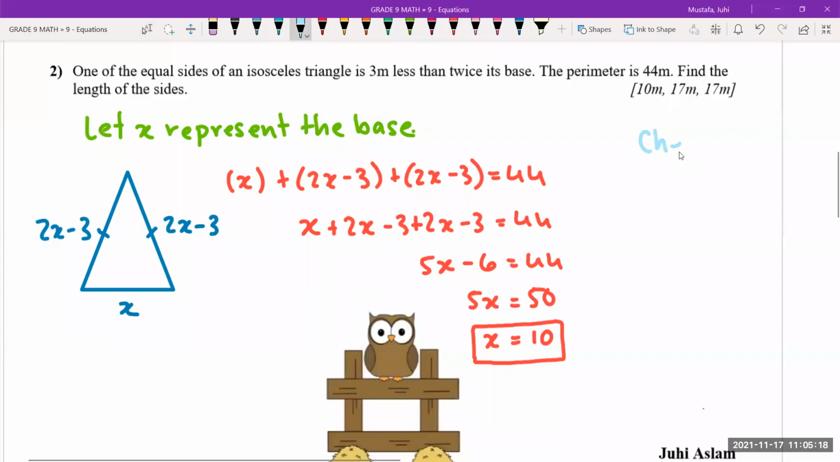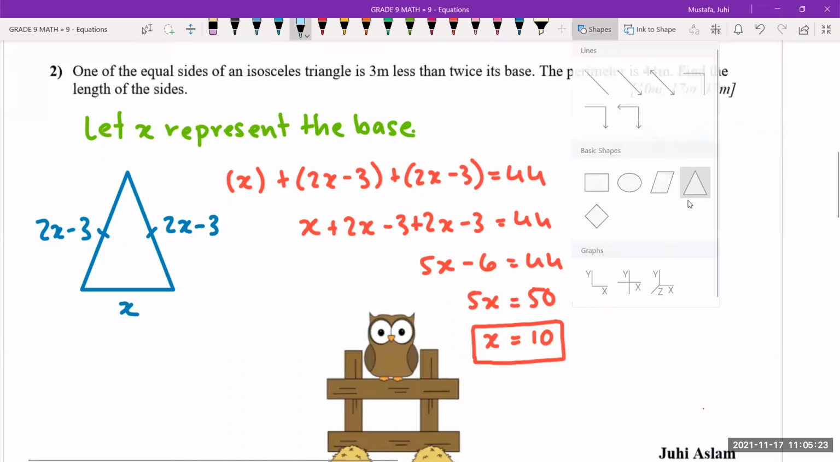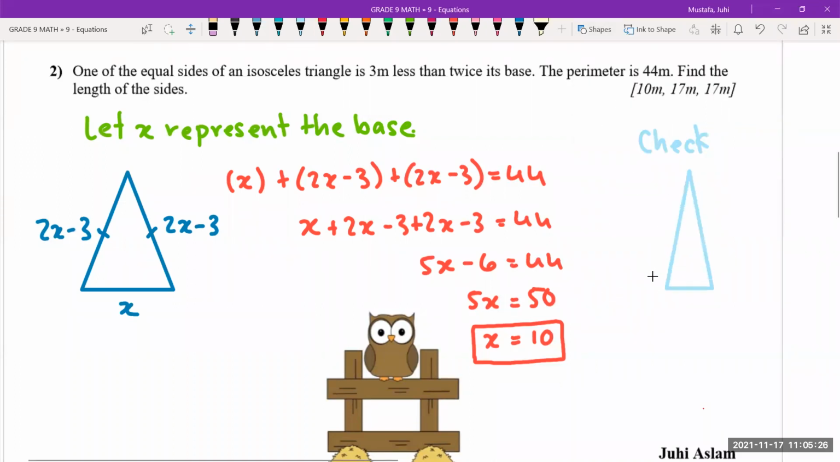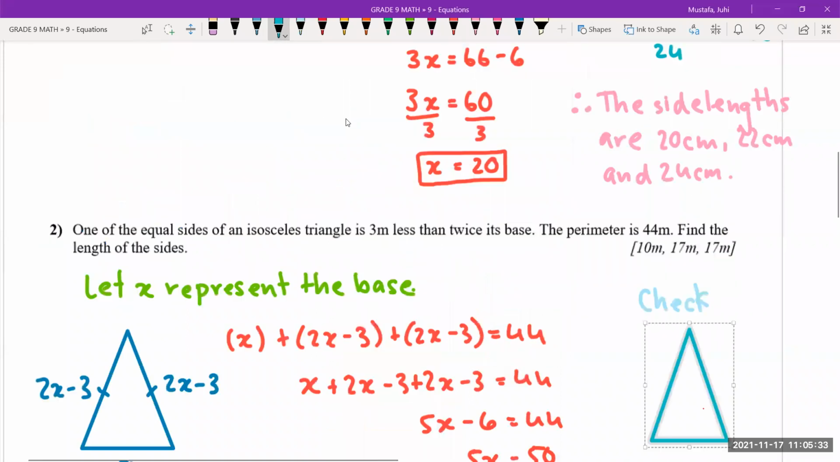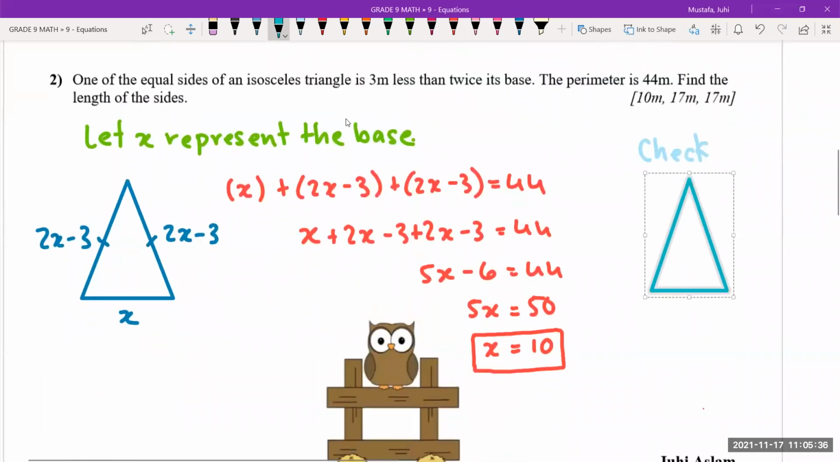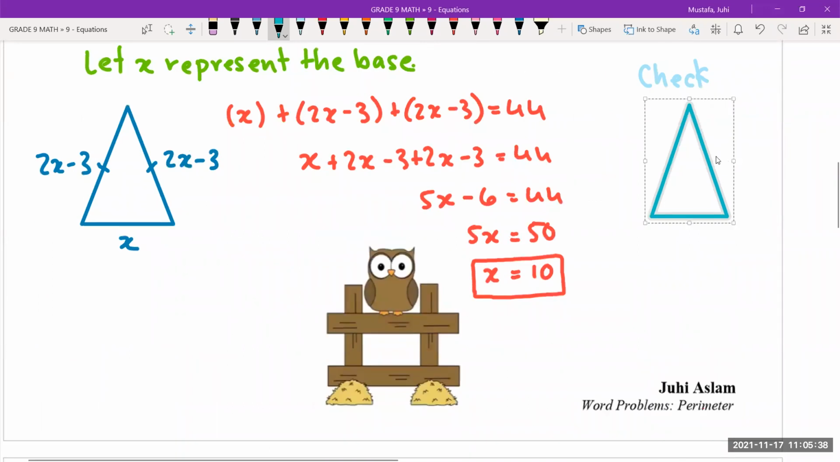Okay, so I'm going to go ahead and write check. And I'm redrawing the triangle that I had before, as accurate as I can possibly draw it. Okay, let's put in all of our side lengths. So if x is 10, what is that going to be, one of the equal sides or the base? Good. So I'm going to put 10 right here. And then I need to calculate what 2x minus 3 is. So what's 2 times 10? What's 20 subtract 3? Good. So this side length is 17. This side length is 17.